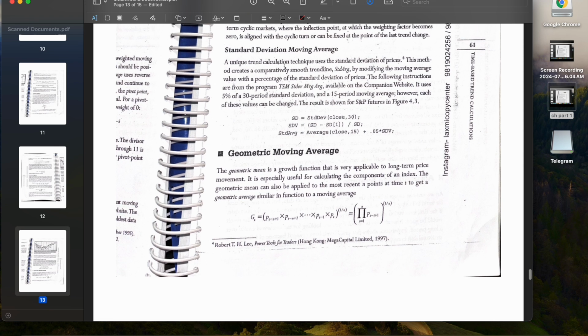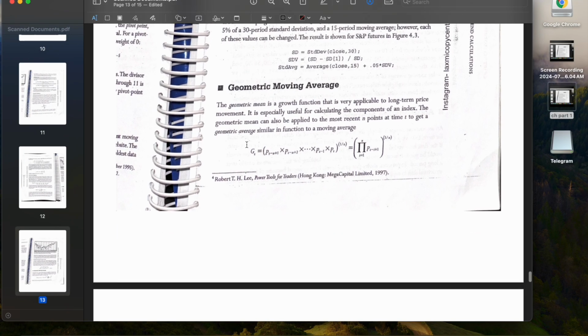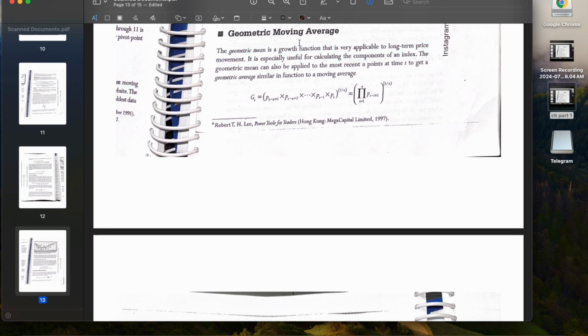Okay, then we have the standard deviation moving average. Standard deviation moving average is a moving average in which you basically have a standard deviation, which could be of any period. And then we have the geometric moving average. Geometric mean is a growth function.